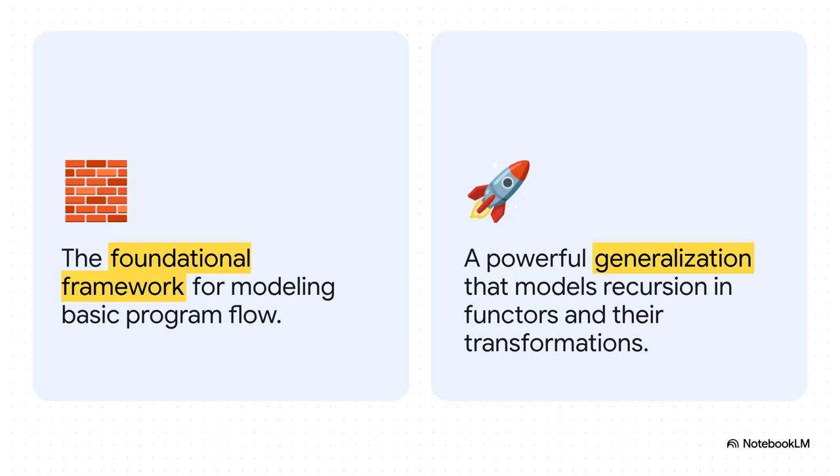But, science never stands still. The original theory was fantastic for modeling the flow inside a single program. But what if you want to model how entire programs or systems relate to each other? For that, we needed an upgrade. Enter iteration 2 theories. This is a much more powerful generalization that doesn't just look at the steps inside a process, it models the transformations between different processes.